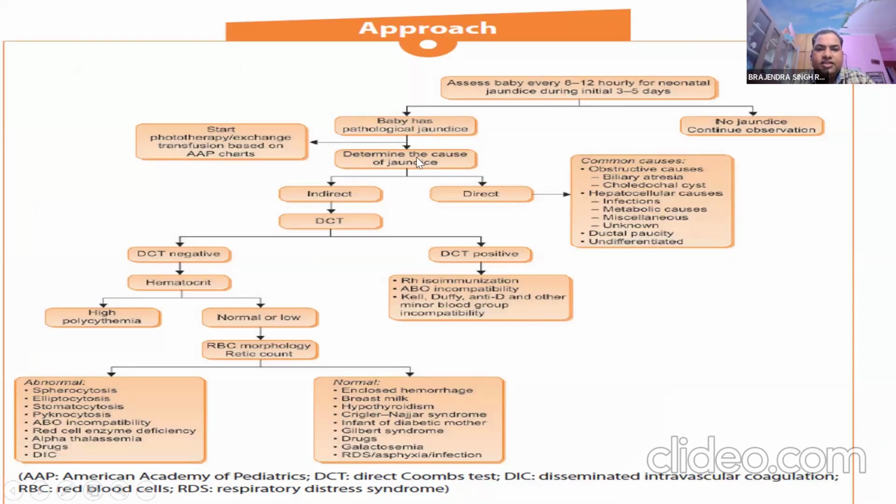If pathological jaundice is present, then determine the cause, like indirect cause, DCT. DCT if negative, then look for the hematocrit. DCT positive, then go for the different hemolytic problems. And if hematocrit is high, polycythemia, and if hematocrit is normal or low, then go for the RBC count, RBC morphology and reticulocyte counts. And if direct cause, common causes are obstructive, biliary atresia. These are the different causes and different management for the same causes.